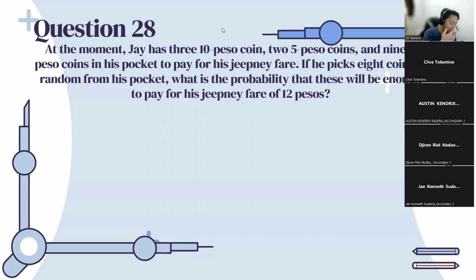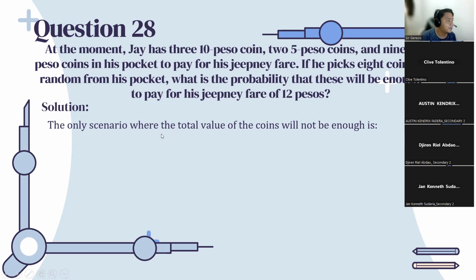So there is a chance that if you pick up, let's say, 2 10-peso coins, that will be 20 pesos. So it is enough, and it will still have change, right? So what is the most efficient way of solving this one? You can just get the complement. What if it is not enough?